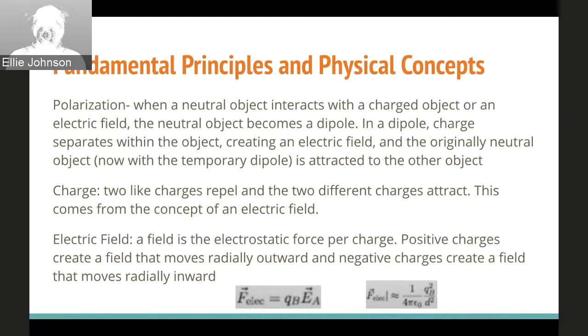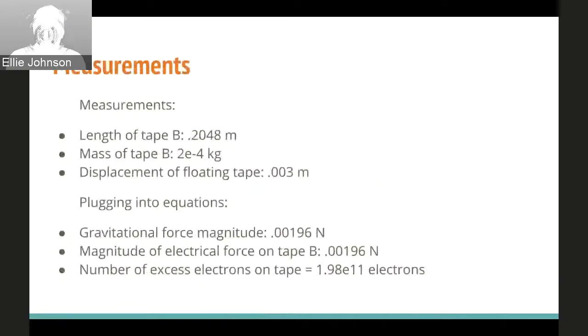I also used the fundamental principle of charge, which includes the concept that two charges repel if they're like each other, and if they're different from each other, they attract each other. I also understood the concept of electric field, which is the electrostatic force per charge, and that positive charges create a field that moves radially outward, and negative charges create fields that move radially inward. And at the bottom of the screen are some equations that I used to calculate these fields.